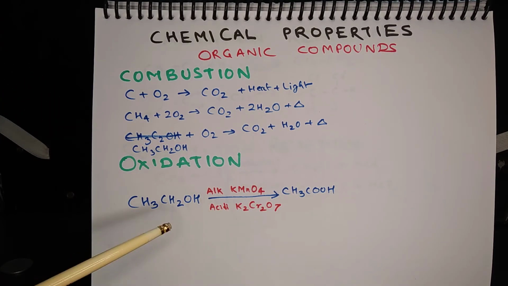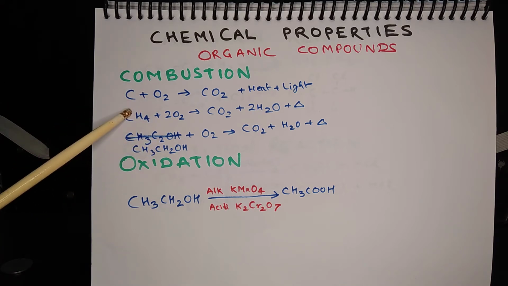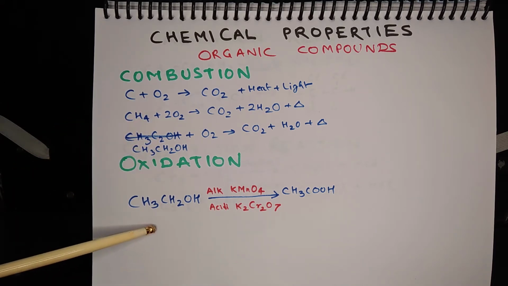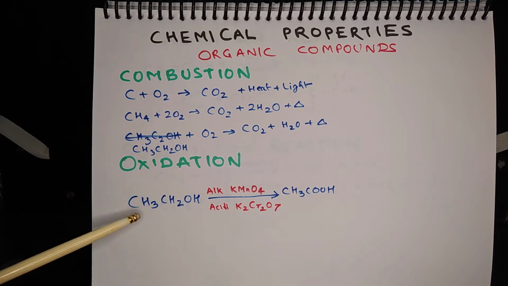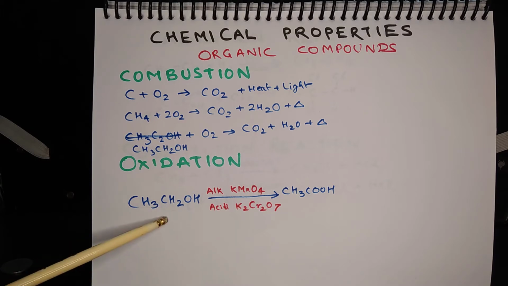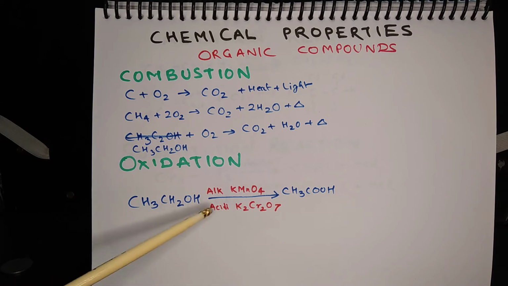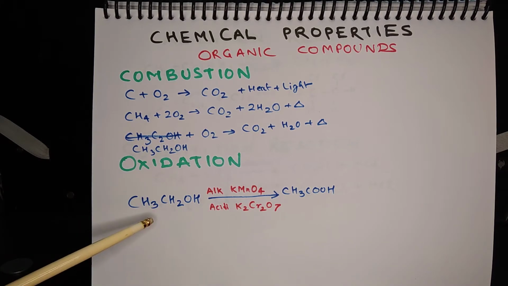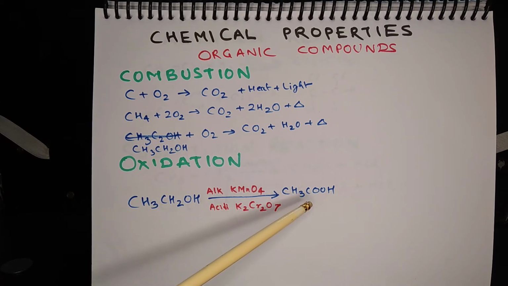Oxidation reaction. Combustion is also an oxidation, but this reaction is somewhat different because here oxygen is involved in oxidation, but in this reaction oxidizing agents other than oxygen are involved. So when ethanol is heated in presence of alkaline potassium permanganate or acidified potassium dichromate, it gives ethanoic acid. The equation is CH3CH2OH is equal to CH3COOH.